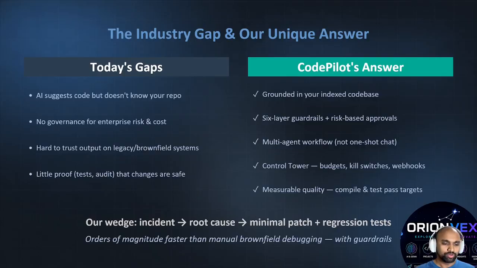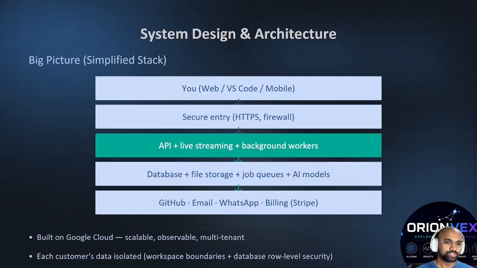Okay, an order of magnitude faster than manual brownfield debugging, with guardrails. If you see the system design and architecture, initially the user will come, that is you or me, through the web, VS Code, or mobile. Then it goes to authentication and authorization, security channels and firewalls. Then comes the API, live streaming, and background workers, and that is the heart of our application.